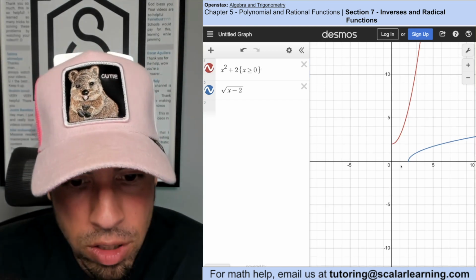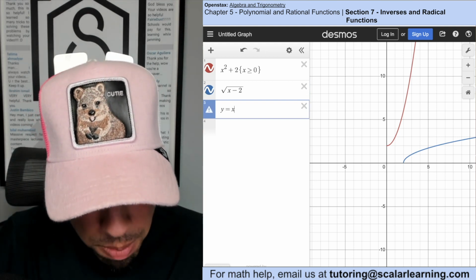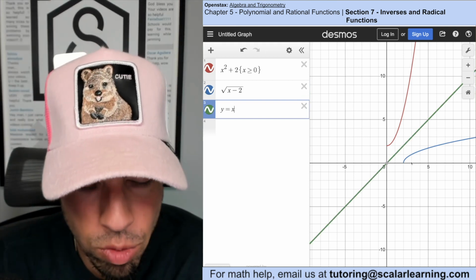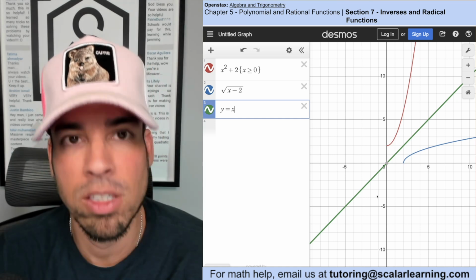And then when you look at the two graphs, you see, okay, this looks like that perfect relationship of an inverse function and its original function because it's that nice symmetry across the line y equals x. So that's how you do it.